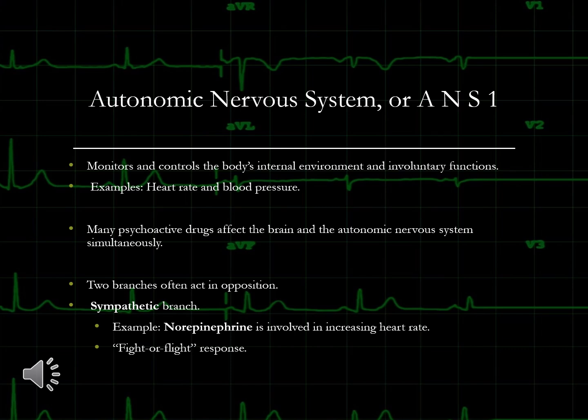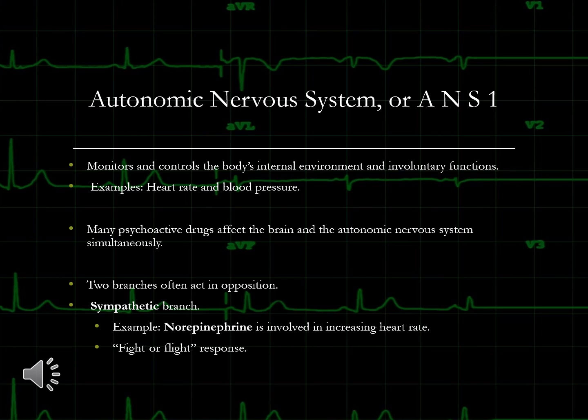The body's internal environment is monitored and controlled by the autonomic nervous system. And this regulates the visceral or involuntary functions of the body, such as heart rate and blood pressure. There are a lot of psychoactive drugs that have simultaneous effects on the brain and on the ANS. We can't control when our heart rate increases, or when we get butterflies in our stomach, or when there's a cop behind you and you think you're going to get pulled over, and you feel this surge of adrenaline. That's your autonomic nervous system at play.